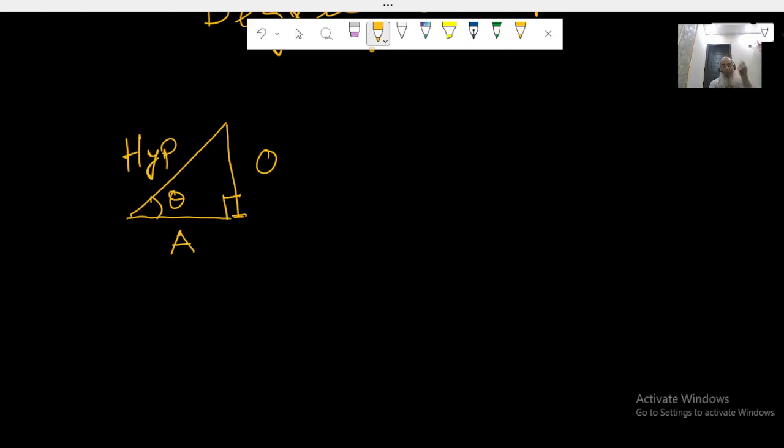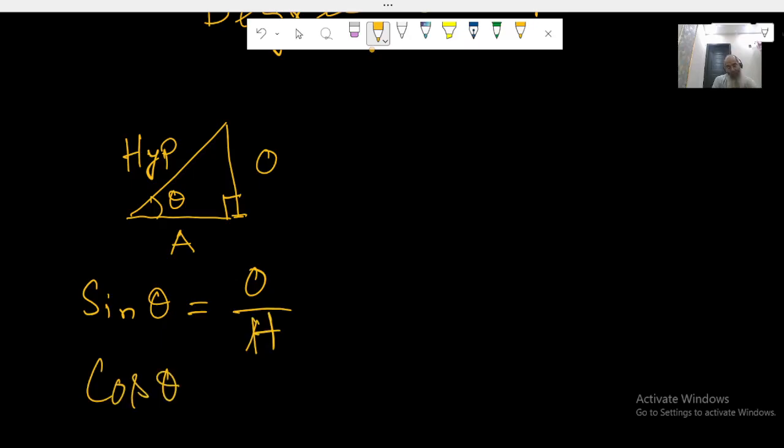So students memorize opposite, adjacent and hypotenuse, and they think that sin theta is equal to opposite divided by adjacent, or divided by hypotenuse, and cos theta is equal to adjacent divided by hypotenuse. But they miss a very important point, that these names depend on the angle.